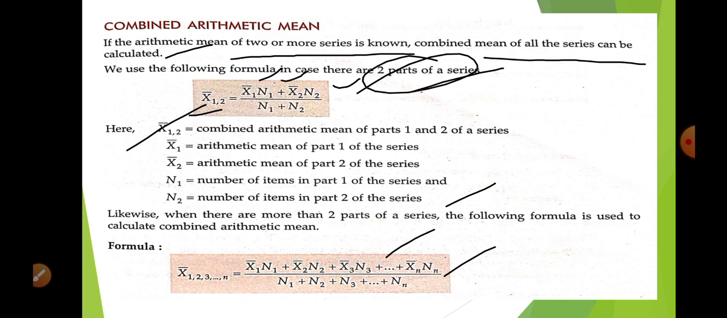Here is one question. 80 students of section A of class 11 obtained 40 mean marks in statistics. 40 students of section B obtained 50 mean marks in statistics. Find out the mean marks in statistics for class 11th as a whole. So there are two sections. For the first section, the arithmetic mean is 40, and for the next section it is 50. Now we want to know the arithmetic mean for class 11. So we are going to use this equation, the combined arithmetic mean.